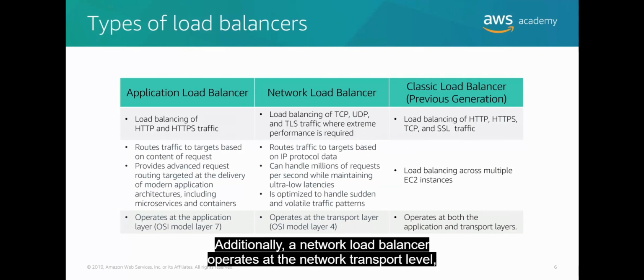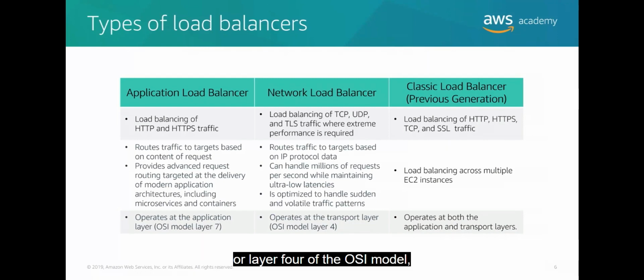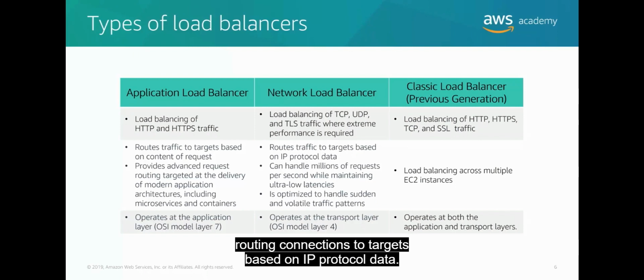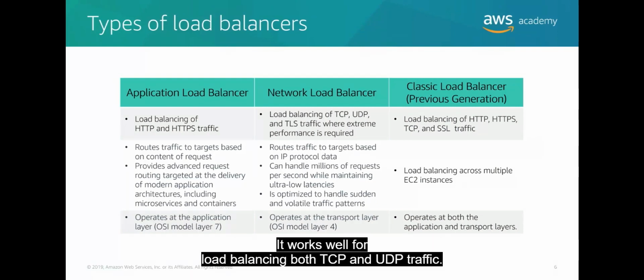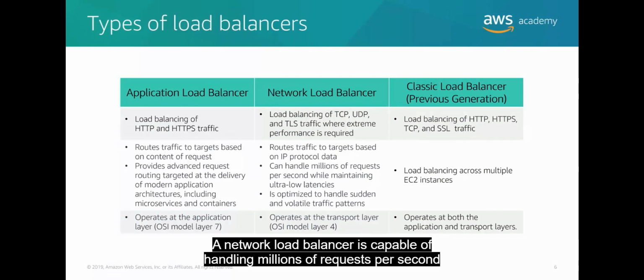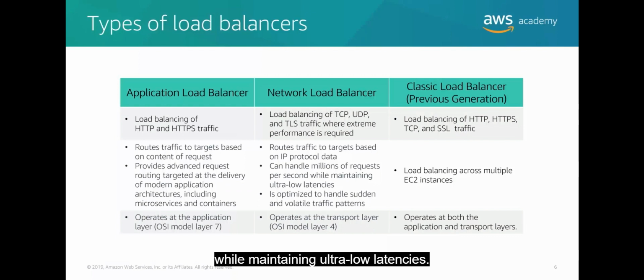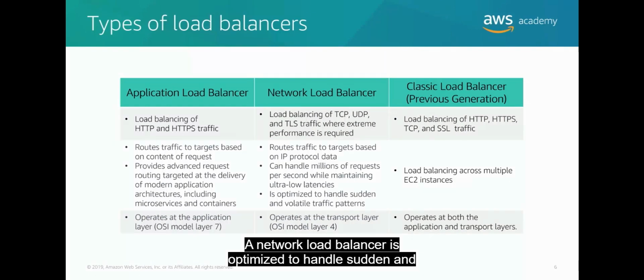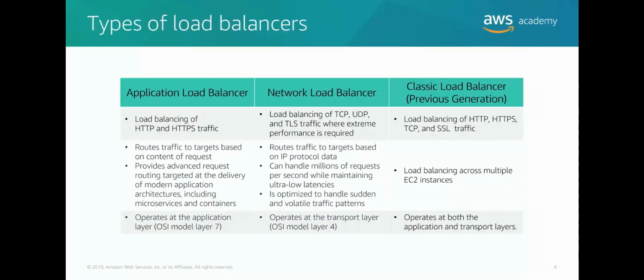Additionally, a Network Load Balancer operates at the network transport level, or layer 4, of the OSI model, routing connections to targets based on IP protocol data. It works well for load balancing both TCP and UDP traffic. A Network Load Balancer is capable of handling millions of requests per second while maintaining ultra-low latencies. A Network Load Balancer is optimized to handle sudden and volatile network traffic patterns.